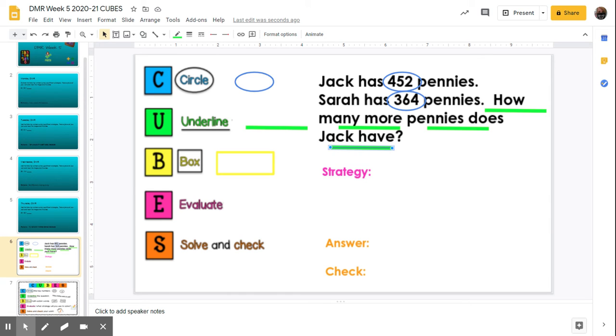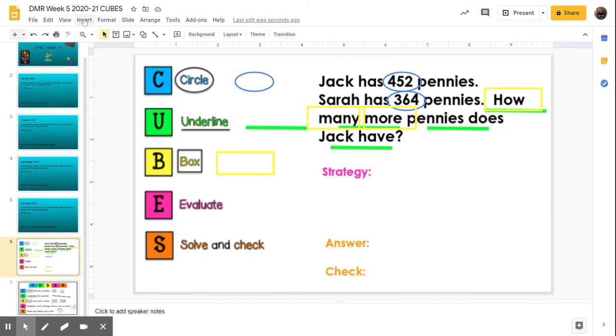I remember when we were talking about subtraction keywords, we learned that how many more meant subtraction. Those are going to be important keywords. So I'm going to drag that box over here to box the words how many more. All right, now, eliminate. I've got to figure out what I'm going to do here. The strategy I'm going to use is subtraction because I know how many more means subtraction.